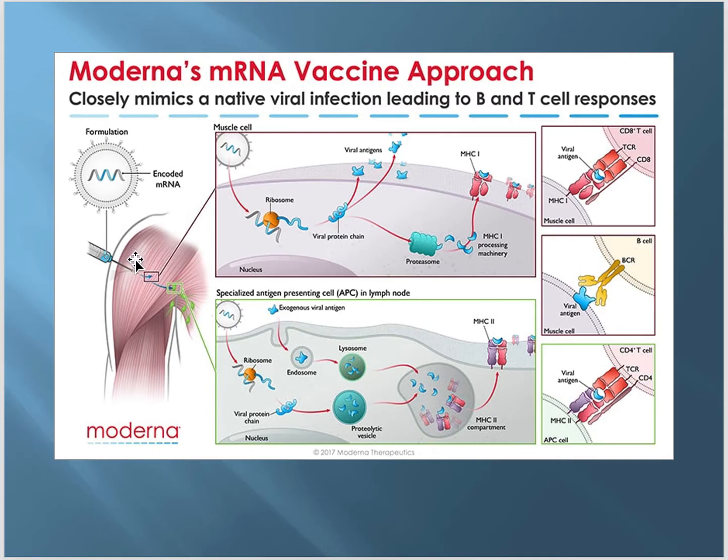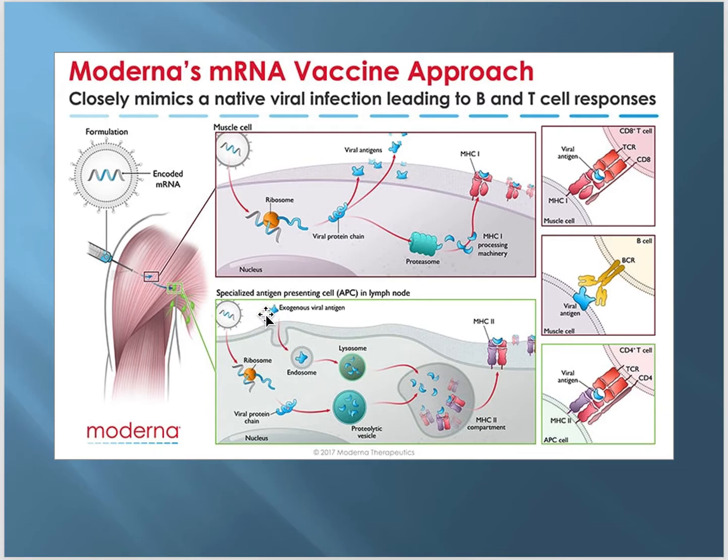And not only the muscle cells. Some of this RNA will be taken up by specialized APC cells in the lymph node, that means the specialized antigen presenting cells. Actually two things will occur simultaneously in this case. One is the APC cell will take the messenger RNA. Another thing that can happen is they can directly take the exogenous viral antigen.